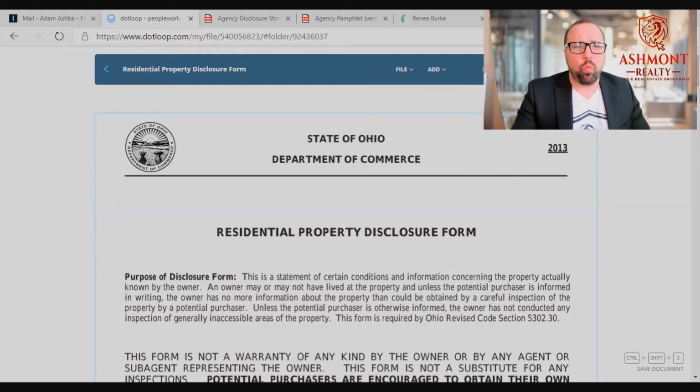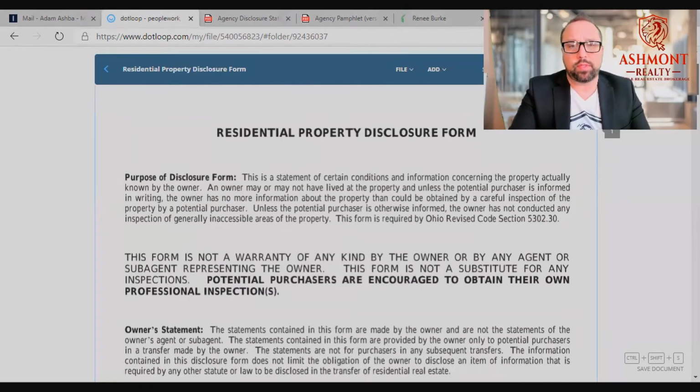So what we want to preface when we give this form to our clients is that they answer this truthfully. Buyers don't care if there's issues with homes. They just care that it's been fixed and you are honest about the issues. Okay, so let's go ahead and jump into it, after I went through all the disclaimers here.